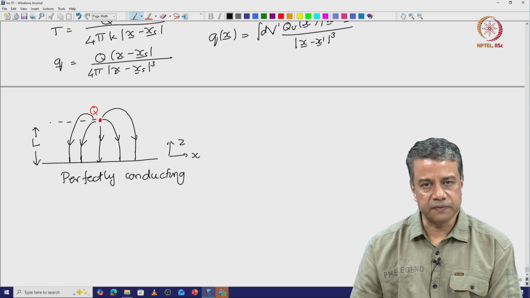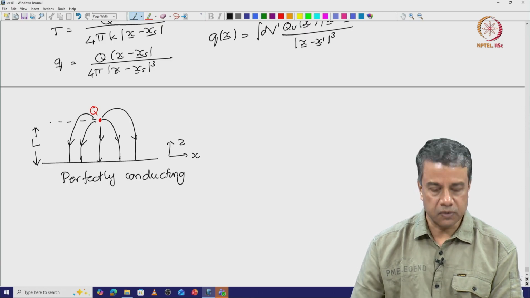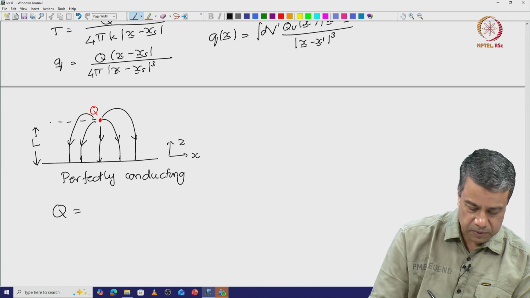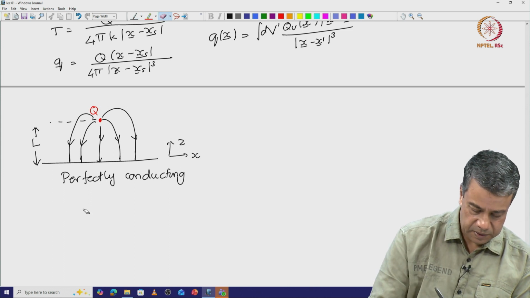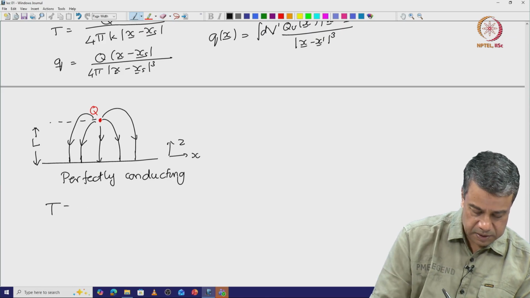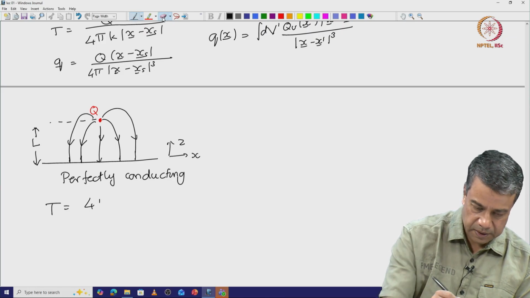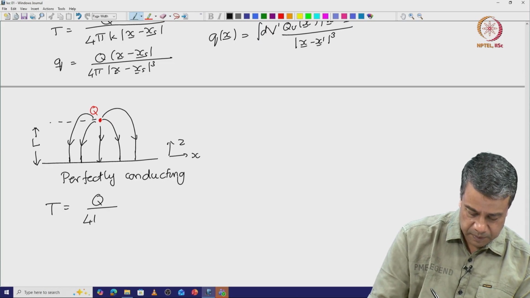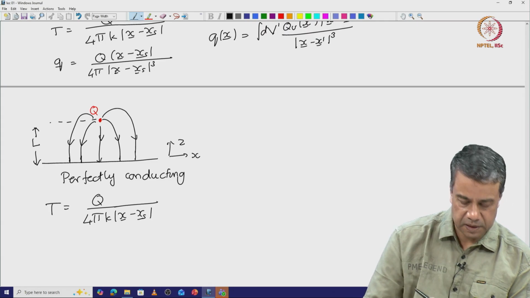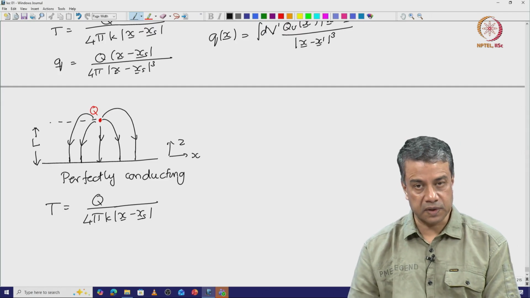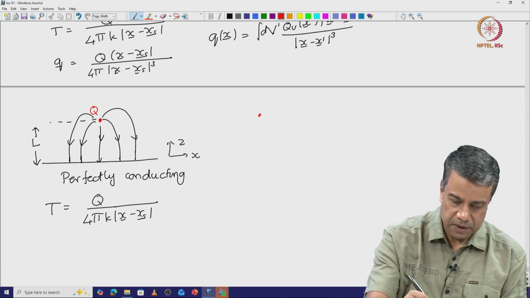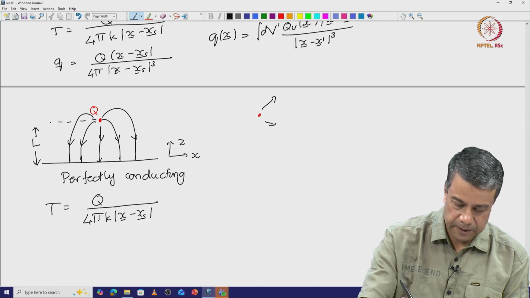How do we find the temperature field in this case? We can no longer use the simple relationship T is equal to Q by 4 pi k into x minus xs. This expression can no longer be used, because there is a boundary. This just gives a radially outward heat flux.